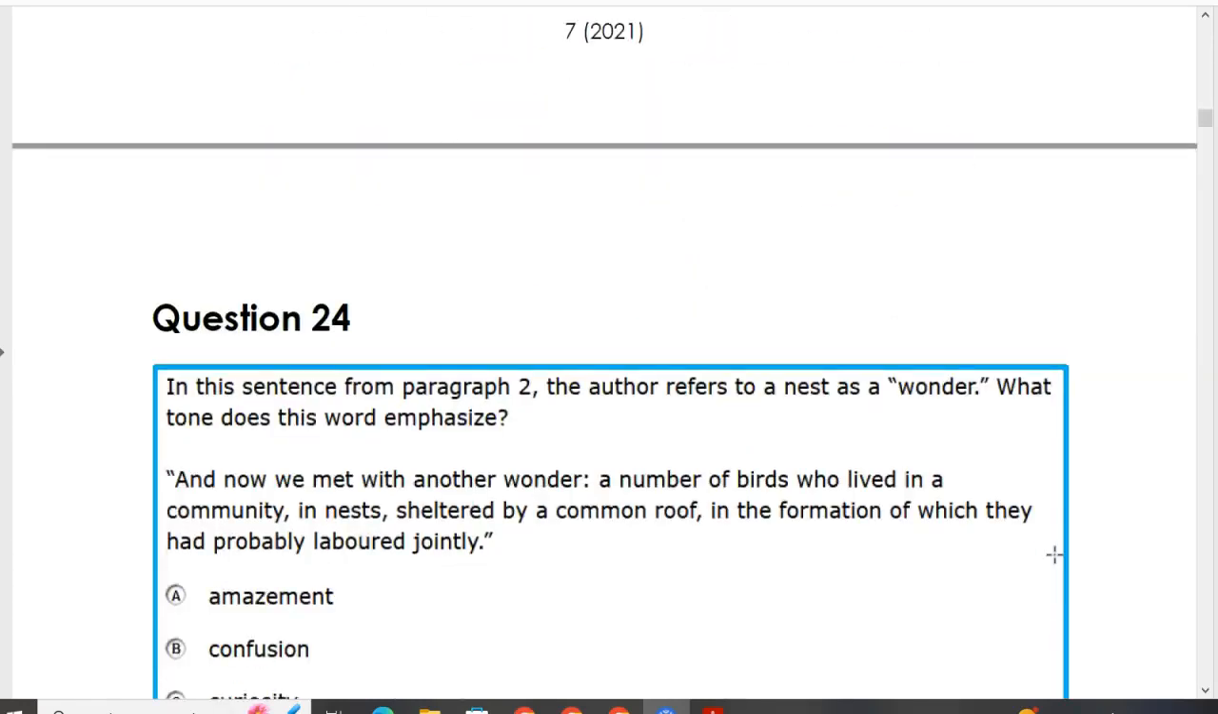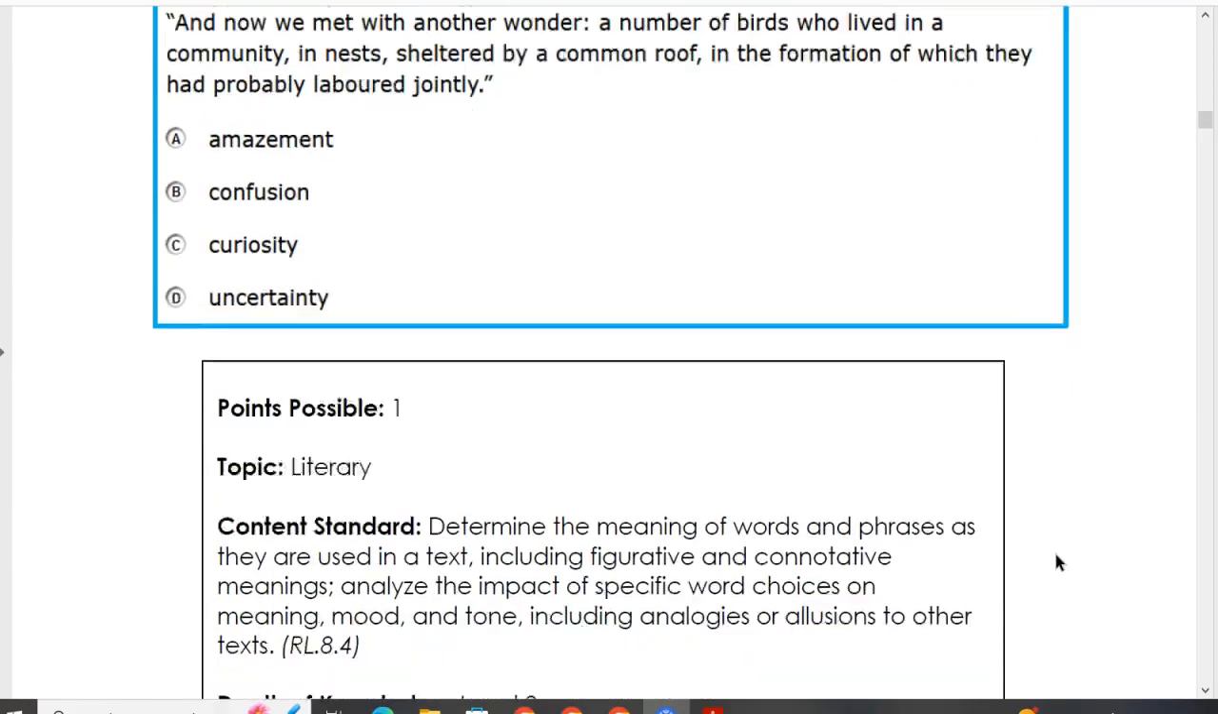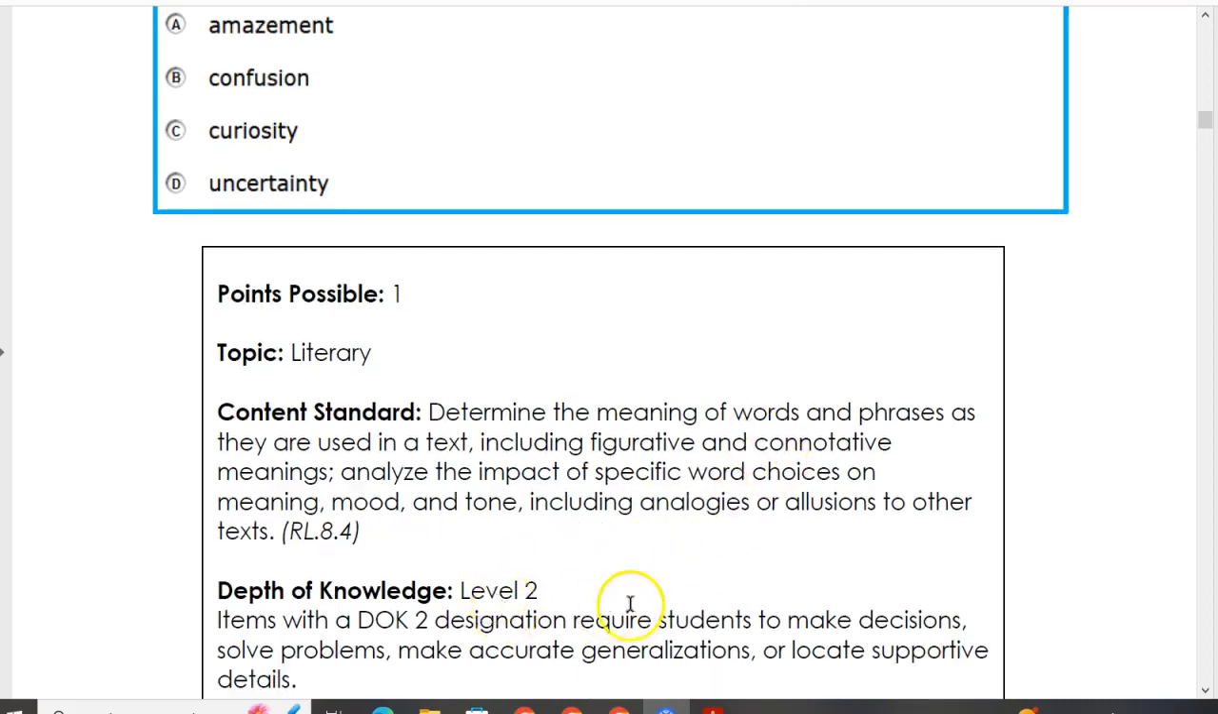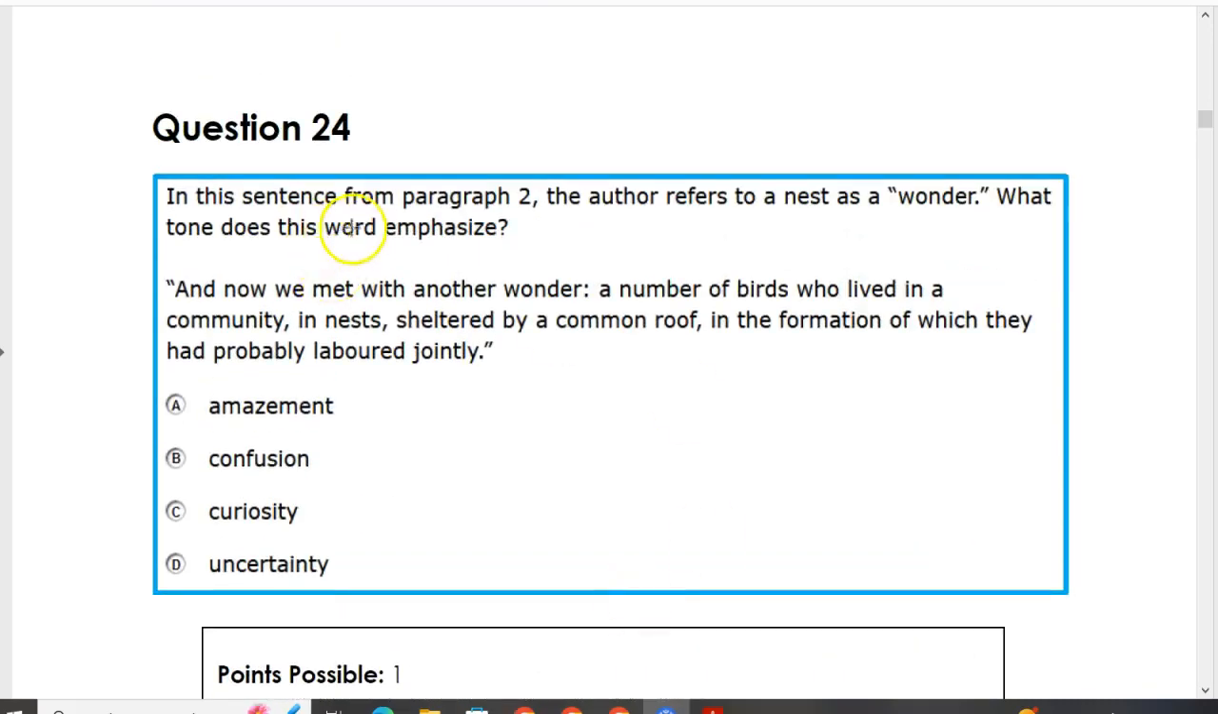Question 24. So let's look at the question content standard. This is determining meaning of words and phrases as they are used in the text, just like the last one. So we're looking at figurative or connotative language. It's a level 2 question on the depth of knowledge. So in this sentence from paragraph 2, the author refers to a nest as a wonder. What tone does the word emphasize?